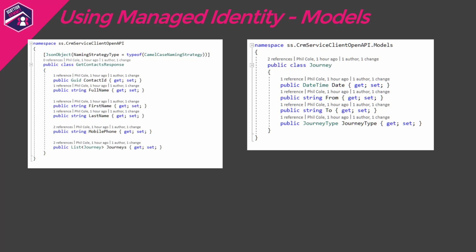You remember at the start we said we were going to look up the details of a contact and provide a little bit of information about them. We need that because we want to demonstrate a complex entity coming out. So we've got a contact: the contact's response, contact ID, full name, last name, first name, mobile phone number, and then a list of journeys. The journeys are defined from the date, from, to, and the journey type, which is an enum.